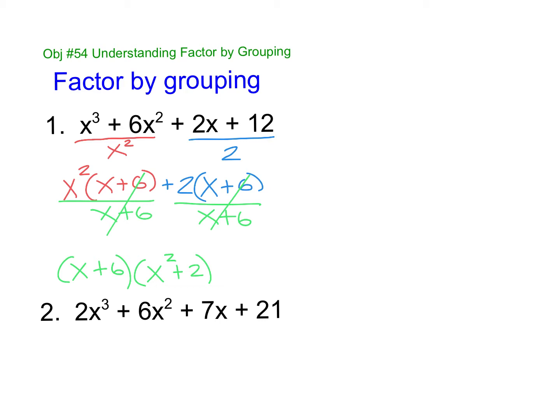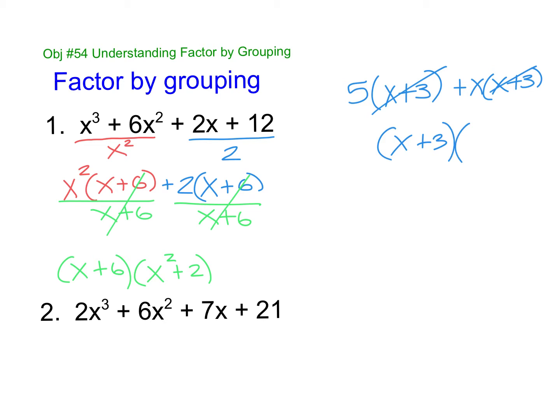Okay. So here's another example. I'm just going to make up one similar to that. So if I have 5 times x plus 3 and x times x plus 3, x plus 3 is my GCF. So basically, I'm going to take the x plus 3's out, put them in front, and then what's left over when I take the x plus 3 away? We're left with the 5, and we're left with a plus x. Okay? So why don't you pause and try the GCF of the first two again.